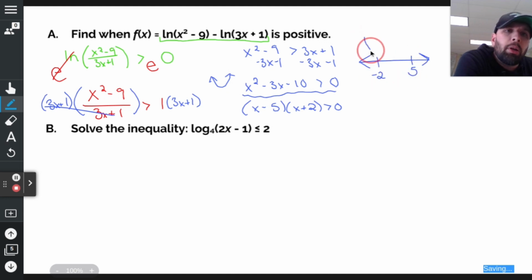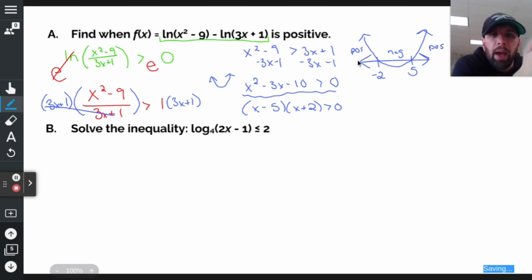And so my picture is going to look like this, where it's positive over here, it's negative right here, and it's positive over here. So where are my guys positive? Well, the x values that make this positive are less than negative 2 and greater than 5. But wait a minute. I can't plug in negative 2 into here.